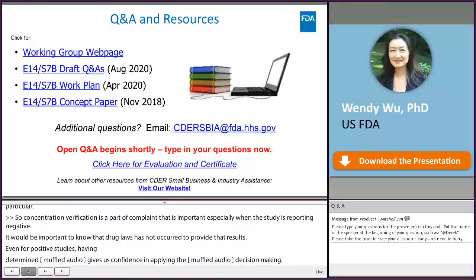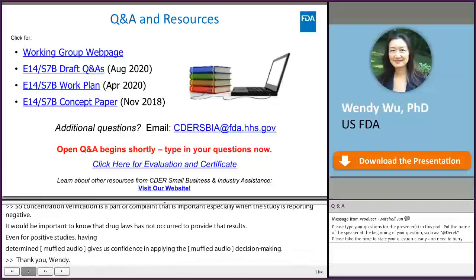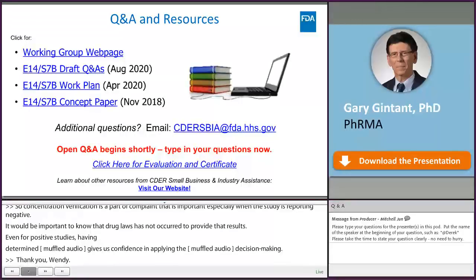Thanks, Wendy. And maybe expanding on the question a little and bringing in Gary. So there were some questions on how you would do the concentration verification. So maybe I'll pose that question to Gary, and Gary, if you could kind of answer with respect to both the hERG assay and the myocyte assay, that would be useful.